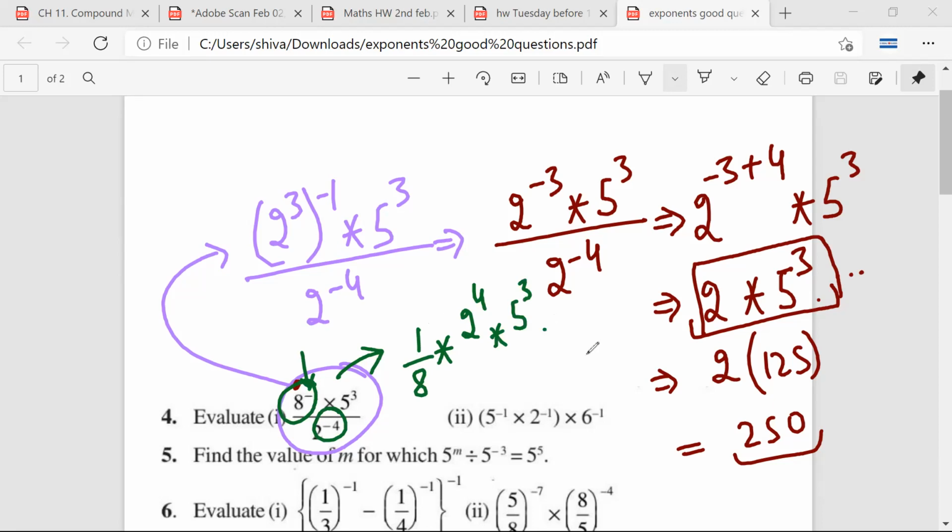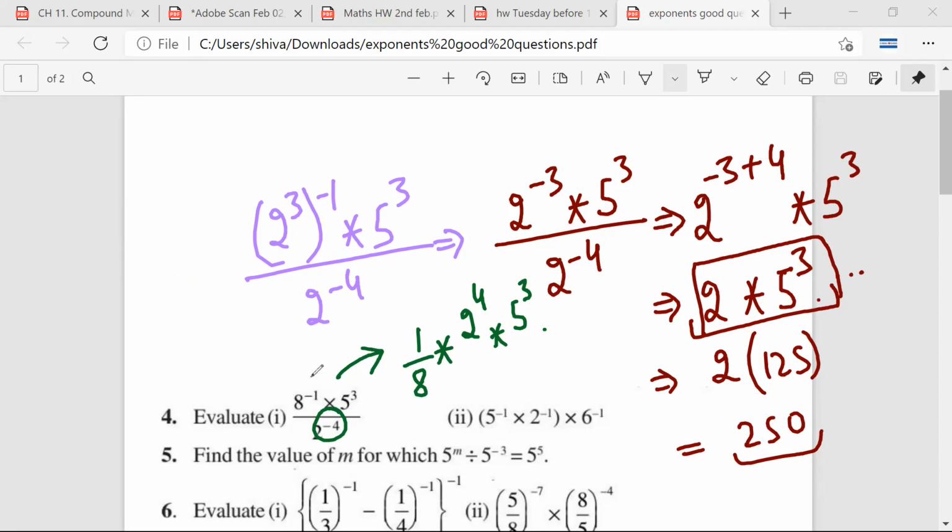So we can write it. 8 raised to power -1 is equal to 1 upon 8. That I know. But we can write 8 raised to power 1 into 5 raised to power 3 upon 2 raised to power -4 as 5 raised to power 3 upon 2 raised to power -4 into 2 raised to power 3, right? Correct. See, अब देखिए, that is what I'm trying to tell you.